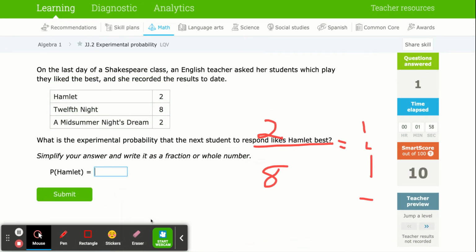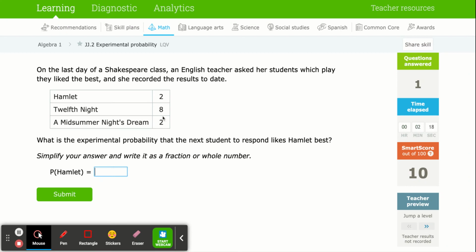So 1/4. But again, as I was saying, our experimental probability is basically that. We have no clue. On the last day of Shakespeare's class, an English teacher asked her students which play they liked the best, and she records the results. Initially, she had no clue what the probability was that they'd like Hamlet over Twelfth Night or A Midsummer Night's Dream.